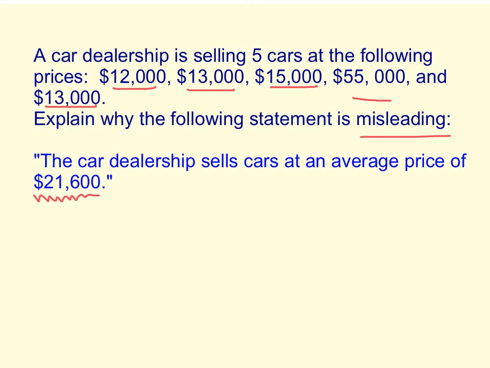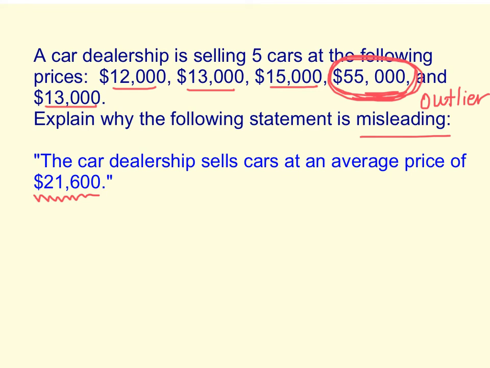And that's because we had this one pricey car. This fancy $55,000 car got thrown into the mix of our average. And this is called an outlier. An outlier. When you have one piece of data that's much higher or much lower than everything else, it's going to skew something like an average.